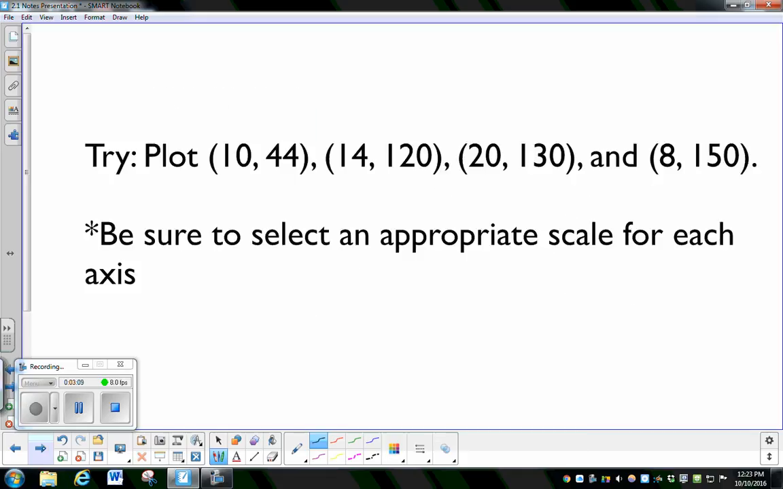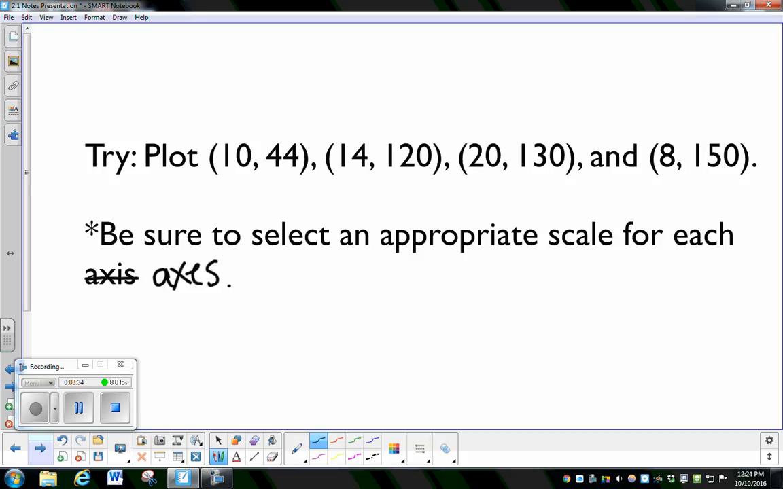What I want you guys to do next is draw a new graph, and I want you to try plotting these 4 points: (10, 44), (14, 120), (20, 130), and (8, 150). Now I want you to be sure and select an appropriate scale for each of those axes. I should say axes. That's the plural of axis is axes.